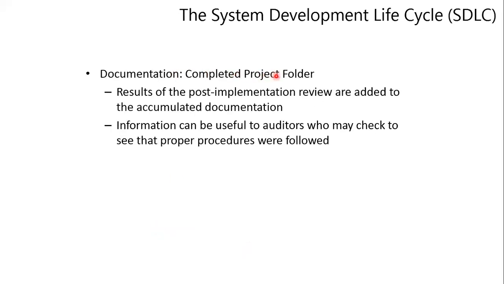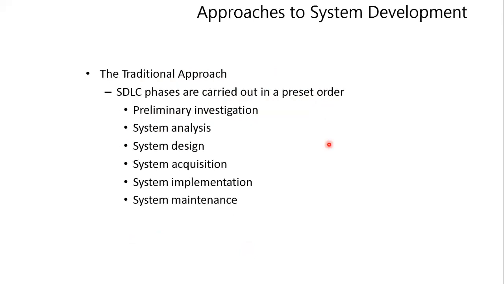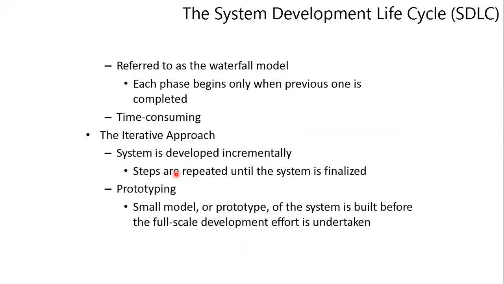Documentation: the completed project folder. Results of the post implementation review are added to the accumulated documentation. This information can be useful to auditors who may check to see that proper procedures were followed. In the traditional approach, which is known as the waterfall model, system development phases are carried out in a preset order: preliminary investigation, system analysis, system design, acquisition, implementation, and then maintenance. Each phase begins only when the previous one is completed.